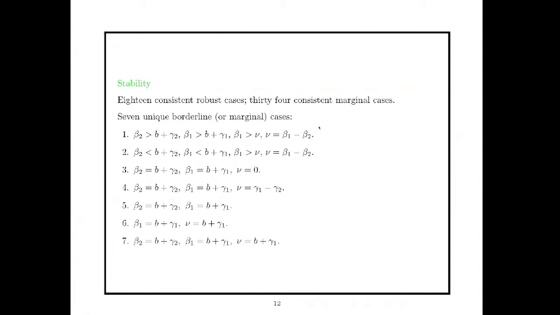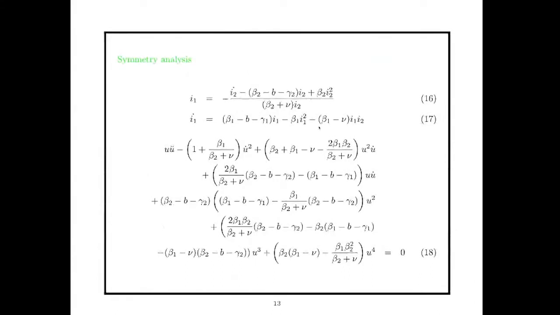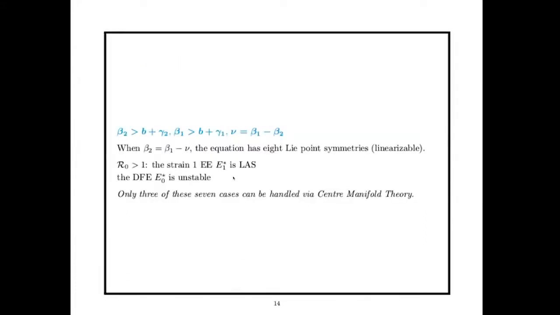In our case, we undertake a symmetry analysis of the system. So we solve the first equation for I1, substitute it into the second equation, and then obtain a single equation. I've used the variable u. This variable is just your I2. Okay. And as you can see, even from the simple quadratic system, we get a fairly horrible-looking equation that we need to analyze. In spite of how nasty the equation looks, you can still make progress. Okay? And just to give you one example, in a particular case, when we have beta 2 equals beta 1 minus mu, the equation has 8 Lie point symmetries, so it's a linearizable equation.